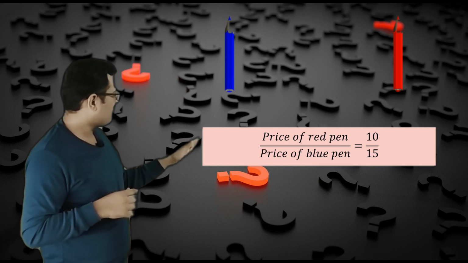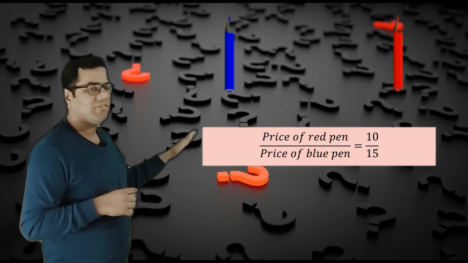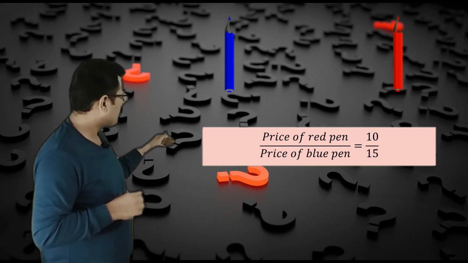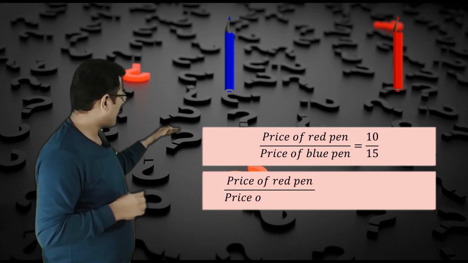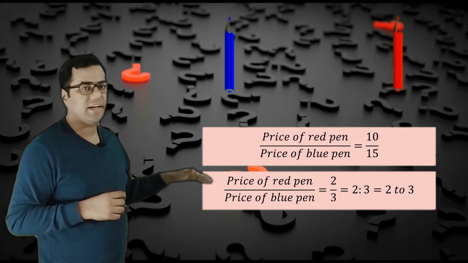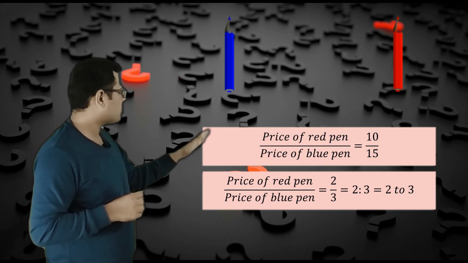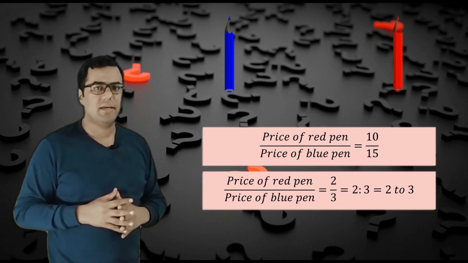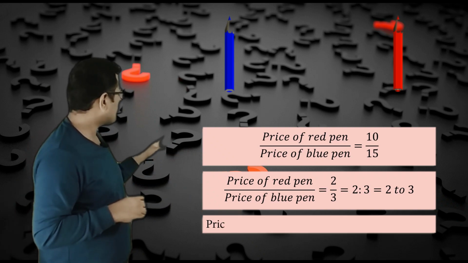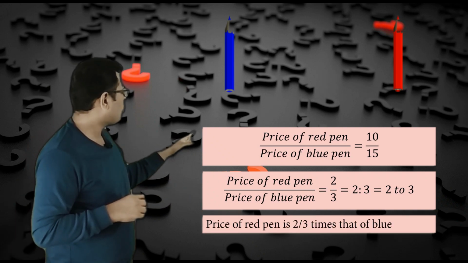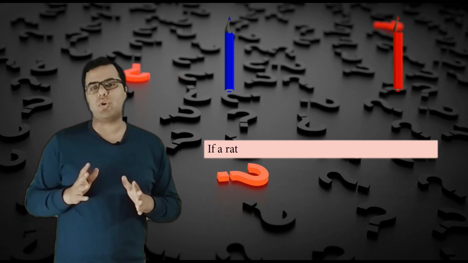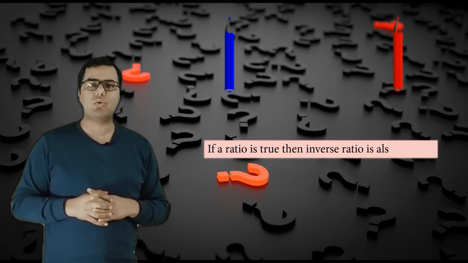Now let's simplify the fraction on the right hand side. 10/15 is nothing but 2/3. So the ratio of the price of the red pen to the price of the blue pen equals 2/3. I can also write it as 2/3 or 2:3. In language, I could have written it as the price of the red pen is 2/3 times that of the blue pen. Similarly, if a ratio is true, then its inverse ratio is also true.